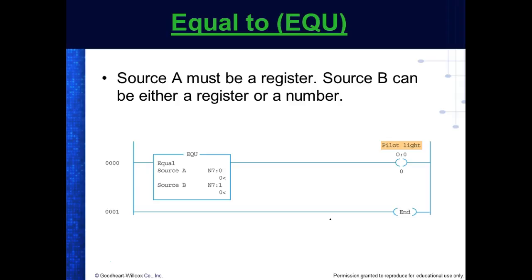Immediate, direct, and indirect. I know they call it indirect. I'm trying to get my microphone. So this would be register address. Immediate, we would actually have the number. So source A has to be a register.